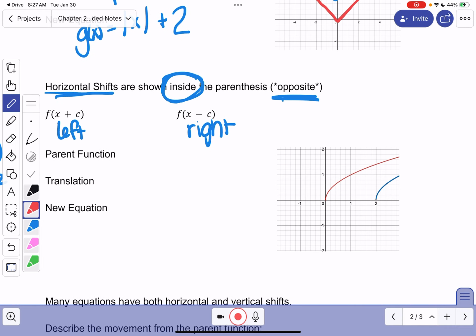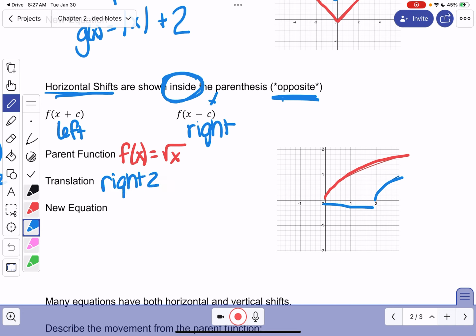So let's look at these. Our parent function is red. That's going to be the square root. The translation went right 1, 2. So right tells us to put minus inside. So g of x is going to be minus 2. And you can put parentheses. You don't have to. That's completely up to you. But that's how those will show up.